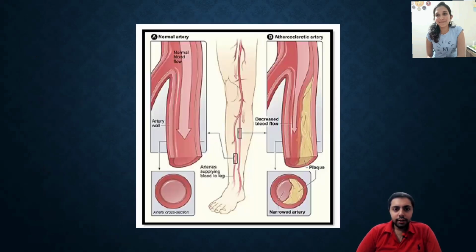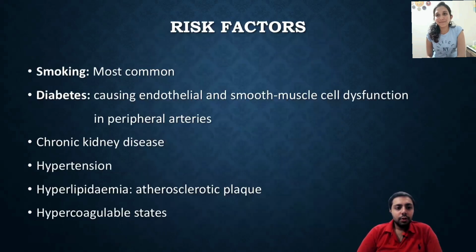Then these are the two arteries. First, you can see the normal artery, and then you can see the atherosclerotic artery. In the atherosclerotic artery, you can see the plaque formation, which causes narrowing. Nothing much to tell. So, what is the risk factor? Smoking. Why is smoking a risk factor? Any idea?